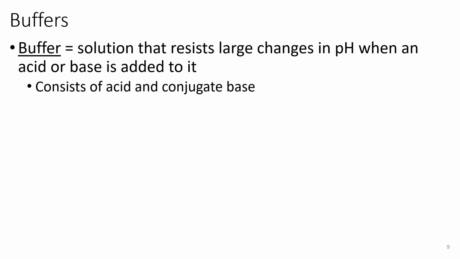Oftentimes we will generate buffers in our reactions. Remember, a buffer is any solution that resists a large change in pH when an acid or base is added to it. We generate a buffer by making it with the acid and its conjugate base, or by using a base and its conjugate acid. It's that relationship between the conjugate acid-base pairings that allows this solution to resist large changes in pH.